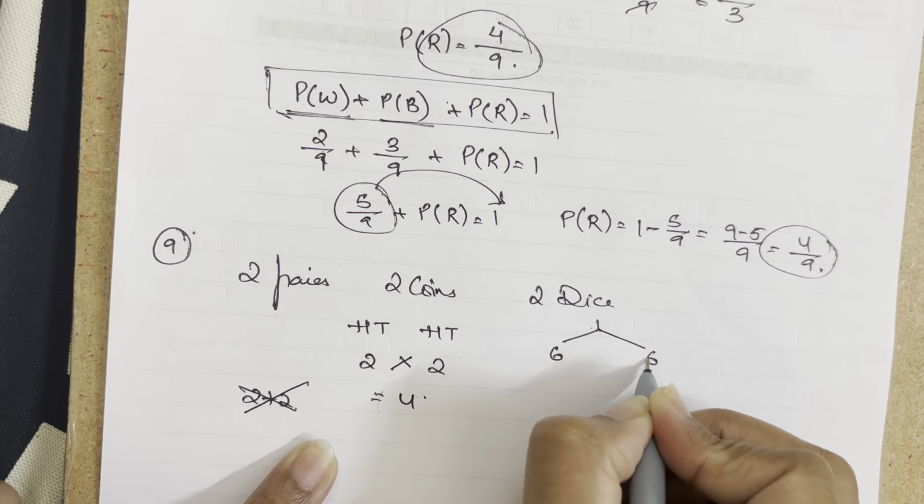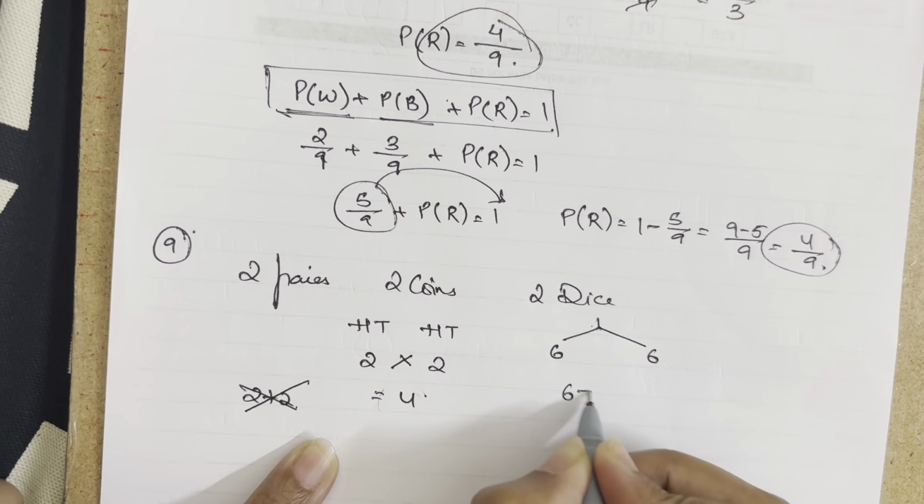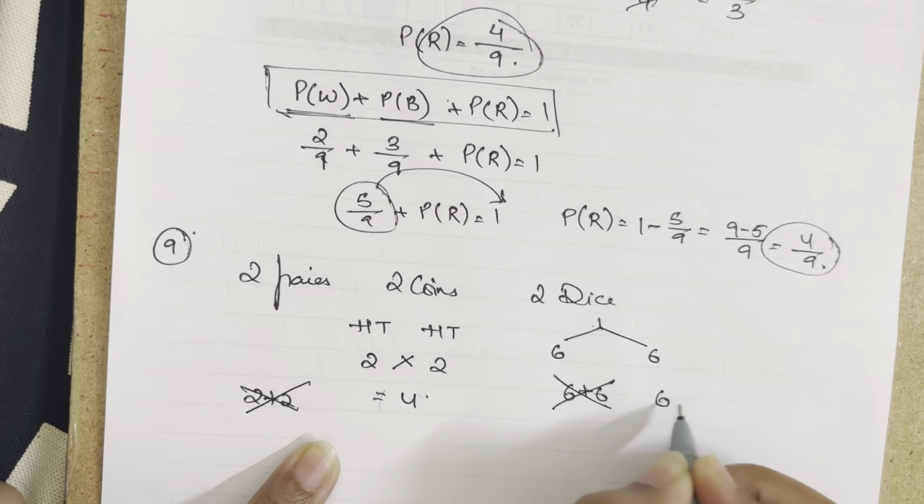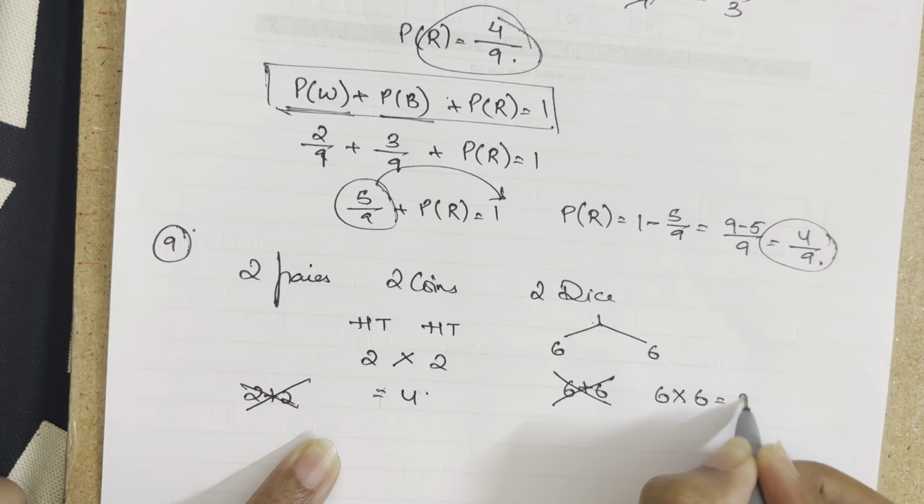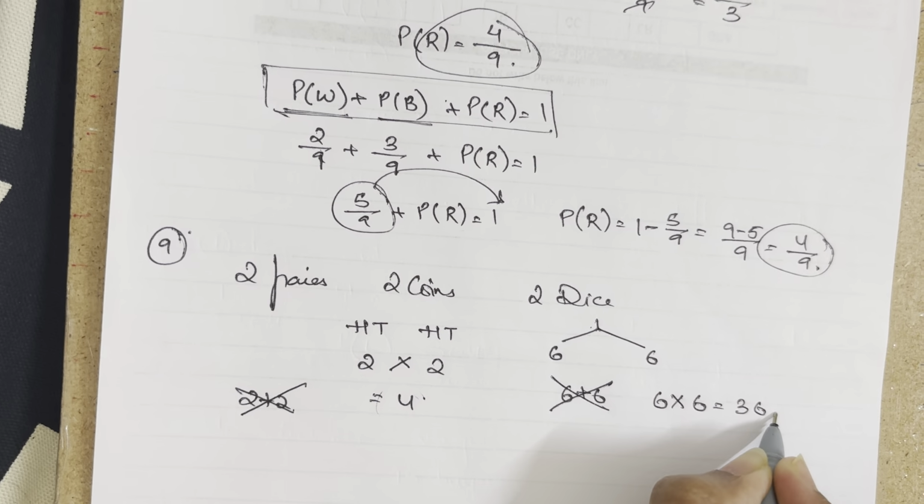Okay. For one dice, there are going to be 6 outcomes. For the other dice, there are going to be 6 outcomes. So it is not 6 plus 6, it is 6 times 6. So there will be a total of 36 outcomes that I will have.